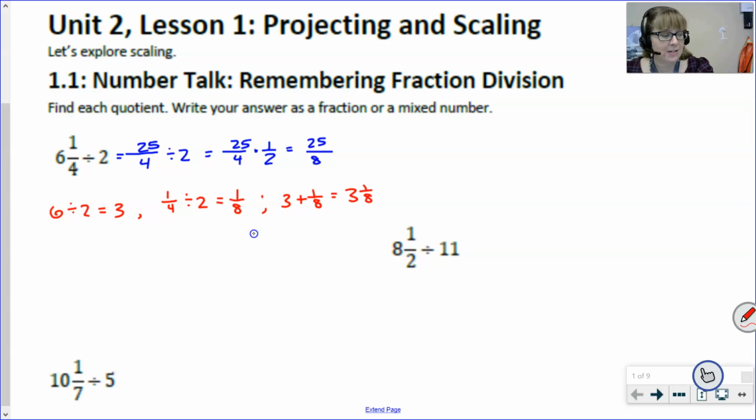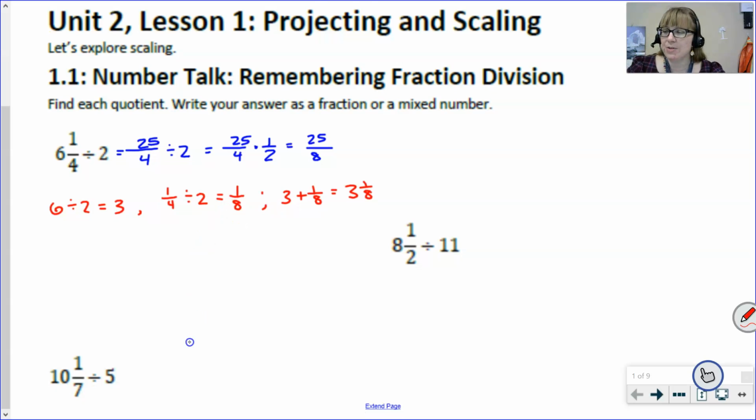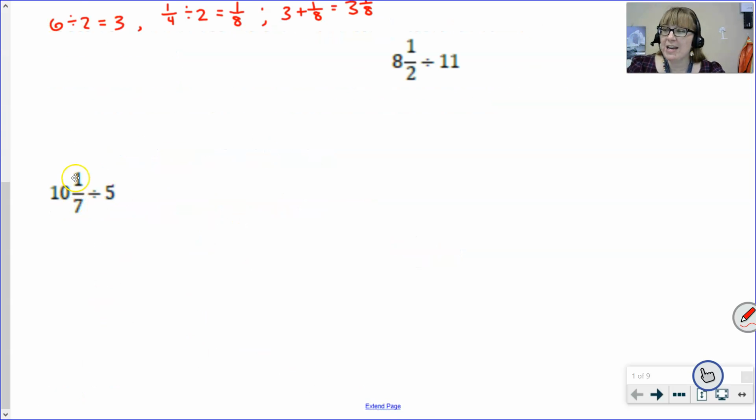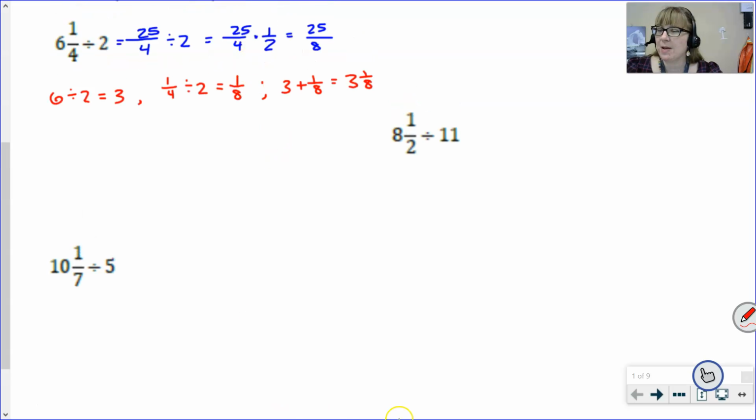Hopefully that was a good reminder, able to boost your skills a little bit. I want you to continue on now with the 10 1/7 divided by 5. Try and do it using our 2 different strategies that we discussed up above. Turn it to an improper fraction and do that division using the algorithm, but then see if we can also do this one mentally, similar to what we did here in red.